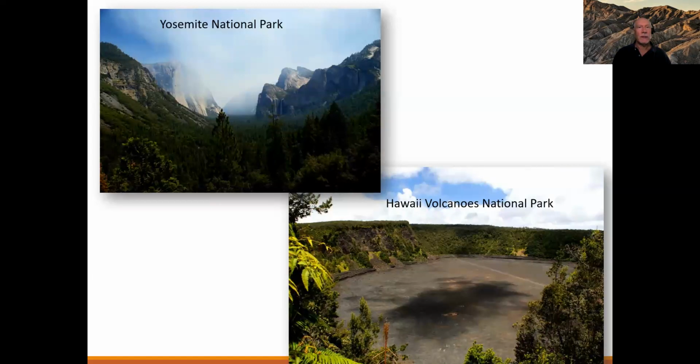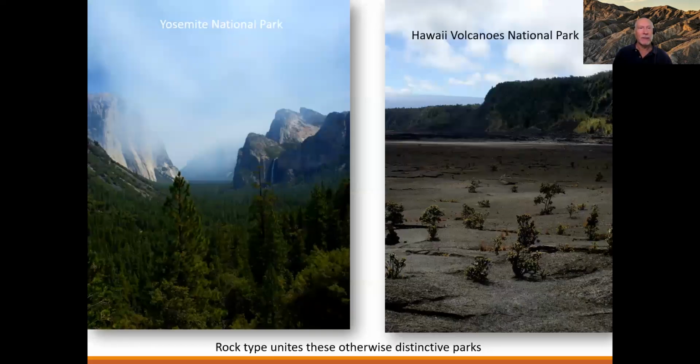So here we've got Yosemite and Hawaii Volcanoes National Park. At first, you wouldn't think they have much in common, but one thing they do have in common is that the predominant geology is igneous rocks. We can see Yosemite Valley here, and Kilauea Iki here, which is kind of a valley created by a lava flow that started in the 1950s.